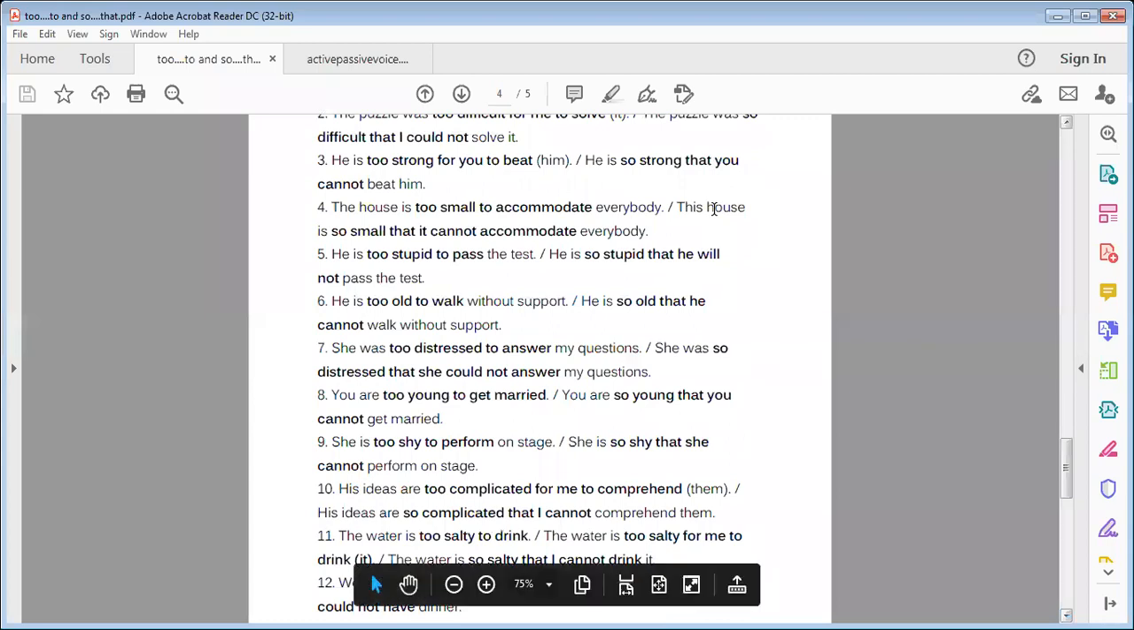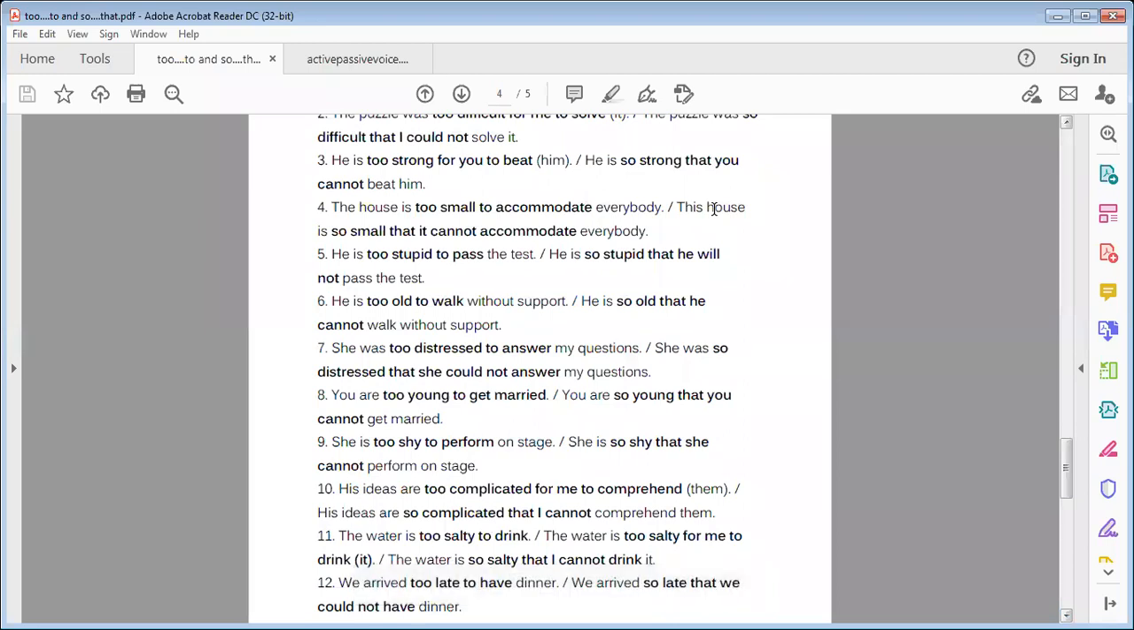Any other doubt? I will share this PDF so you can go through these answers again. As I said, they have given both the structures. So at home, you can try writing all the 12 sentences in both structures, to and so that.